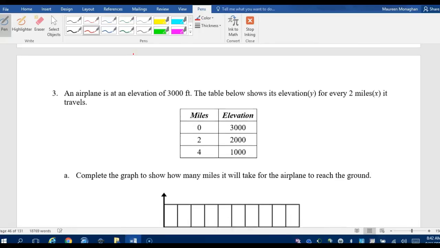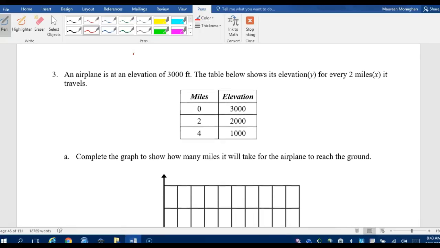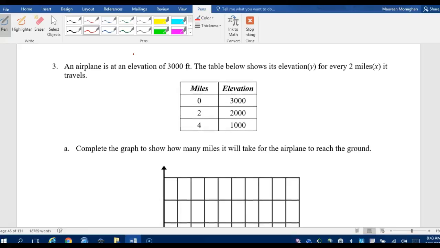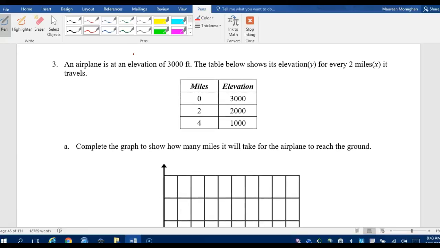Here's our number 3. An airplane is at an elevation of 3,000 feet. The table below shows its elevation y for every 2 miles it travels. Okay, so I'm looking at this and I'm saying, ooh, this looks constant, and this is going down by 1,000. Oh, but notice this. This is going up by 2.